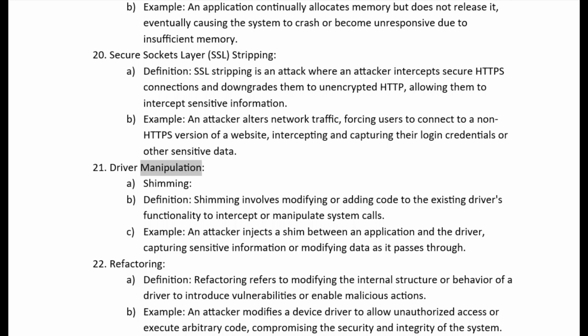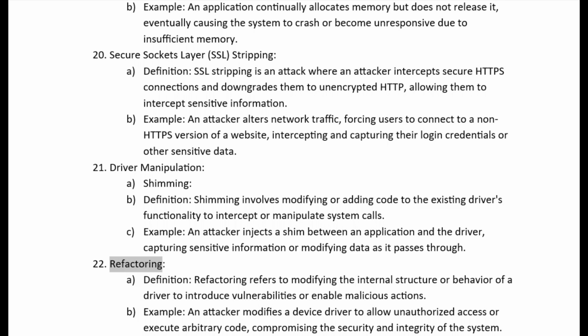Driver manipulation. Shimming. Definition: shimming involves modifying or adding code to the existing driver's functionality to intercept or manipulate system calls. Example: an attacker injects a shim between an application and the driver, capturing sensitive information or modifying data as it passes through.